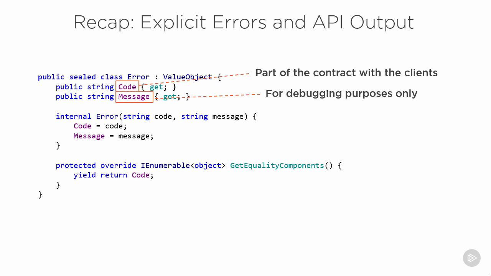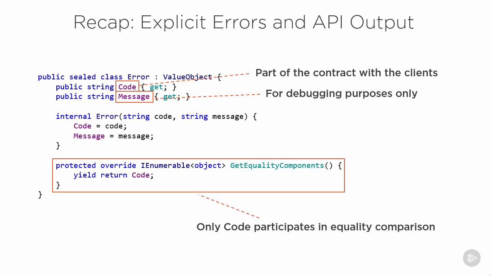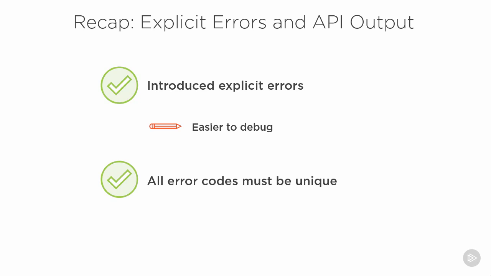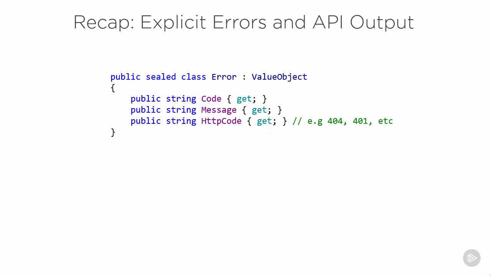The fact that only the error code is part of the contract with the clients is reflected in this method. It shows that only the code property participates in an equality comparison between errors, which means that two errors with the same code but different messages will be treated as the same error. All error codes should be unique. You need to write a unit test that will enumerate all errors and make sure that their codes do not repeat. Along with the error code and error message, you may also introduce a field for the HTTP code.